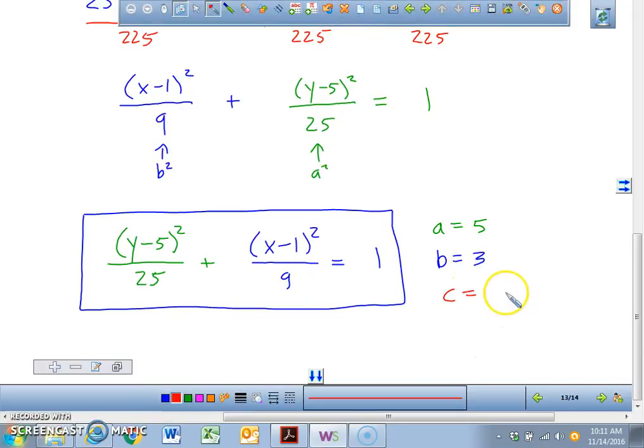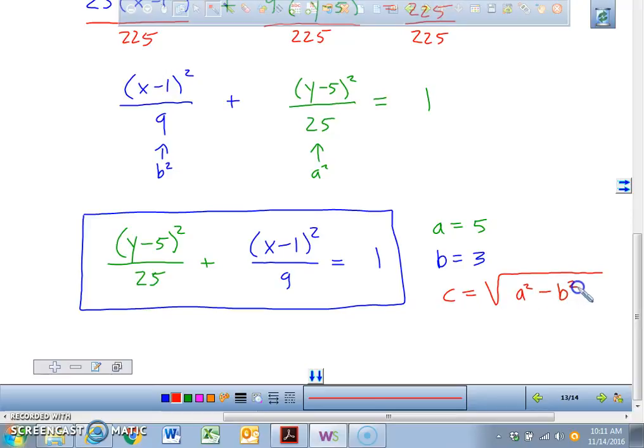In order to get the C, I need you guys to write a little formula down. Take the square root of whatever your A value squared minus your B value squared, and the square root of those will give you your C value. So it's going to be the square root of 25 minus 9, which is the square root of 16, which equals 4. Now, this C value is going to help us with locating where our foci are, which is the plural of focus.